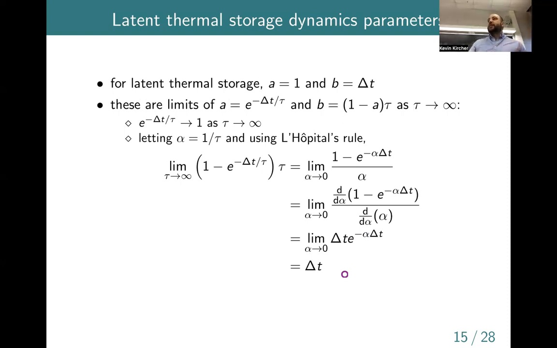So although the latent model looks kind of different from the other models, you can view it as a limiting case of them. And in fact, in the lithium-ion models, often the time constant is really, really long. It's like thousands of hours. And so a pretty good approximation is 1,000 equals infinity, right? And then that gets you back basically to this model here, with A is 1 and B is delta t.